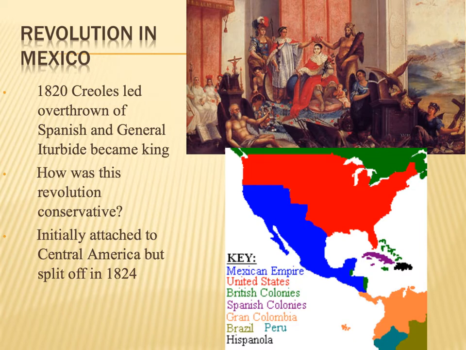And so in 1820, the Creoles led their own revolution against Spain and overthrew the Spanish. General Iturbide, who had participated in that revolt, became king. Like I said, you're going to do more about this in your homework, but an important thing to note here is that this is a very conservative revolution, because if you think about what conservatism means, it's like maintaining the status quo, keeping things the same. So they overthrow Spain, but then continue to have a monarchy. They're not forming a democracy or something like that.